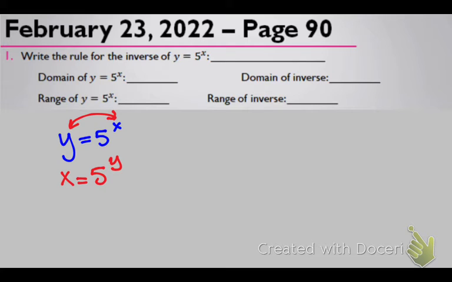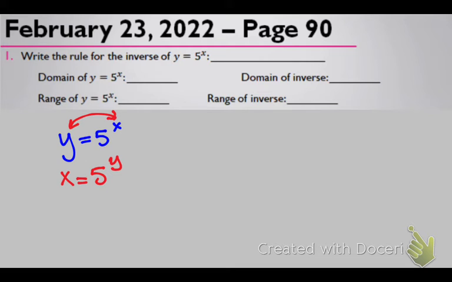And what's my next step? I've switched x and y. What's my next step? Square it. What am I solving for? Right now it says x equals, but yeah, we want to solve for y. When we switch x and y, our next step is to solve for y.